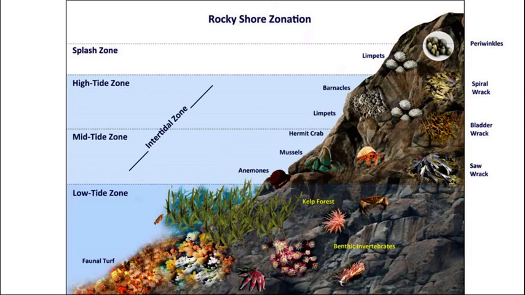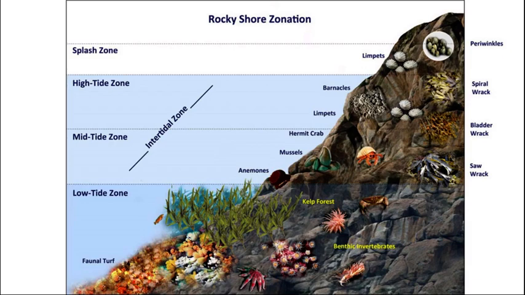The zones are primarily divided into the splash zone, which is the top part of the littoral area, the littoral zone. You might have a high tide zone, where the tide only comes in when it's a high tide. And then a mid-tide zone, which is more often submerged than the high tide zone, and then the low tide zone, which is almost always submerged, at least a big part of it.